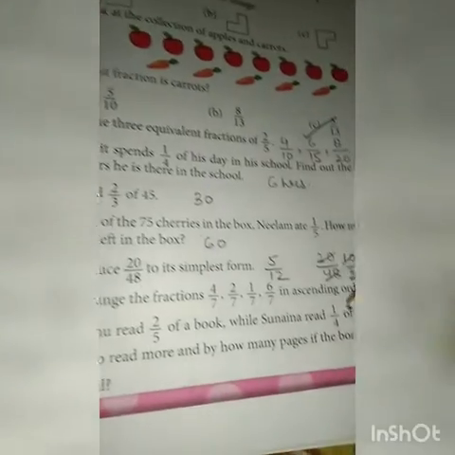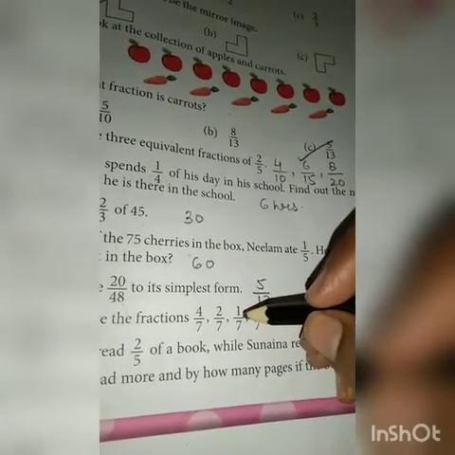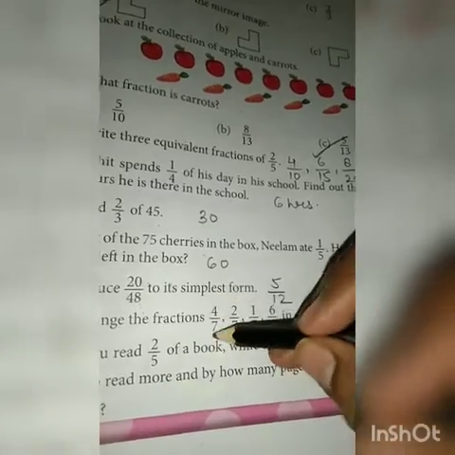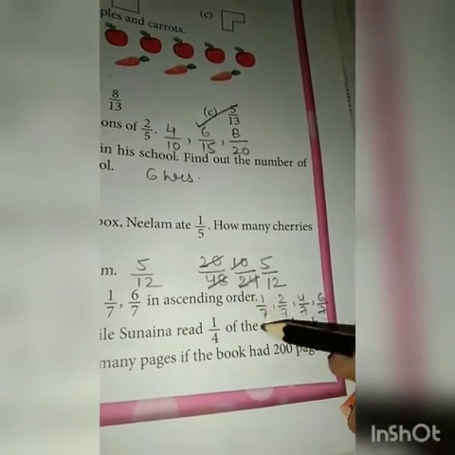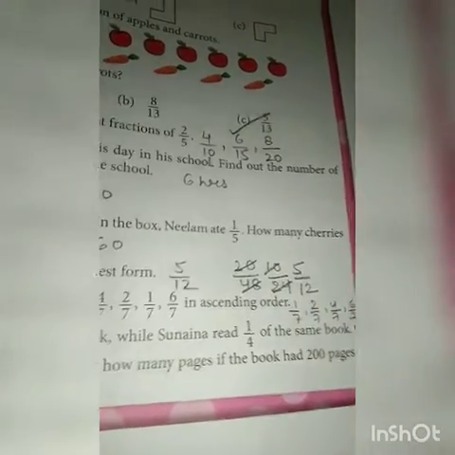Now, question number 9 is arrange the fractions 4/7, 2/7, 1/7 and 6/7 in ascending order. Ascending means from smallest to the greatest. So the smallest one is 1/7, then 2/7, then 4/7, then 6/7. I have written the answer also: 1/7, 2/7, 4/7 and 6/7.